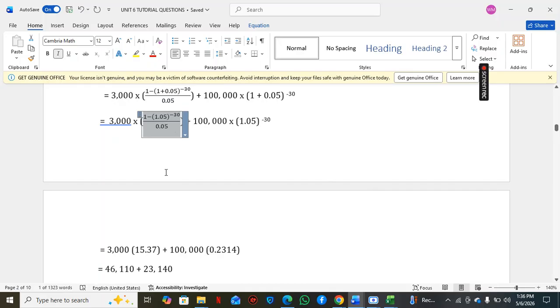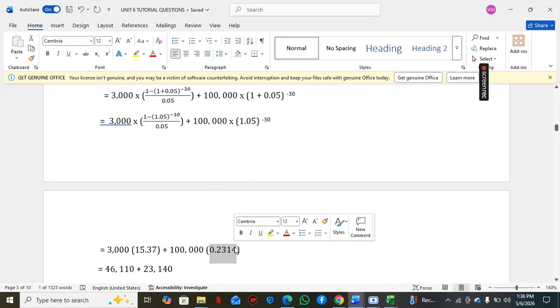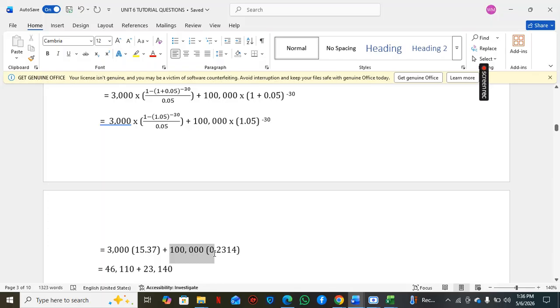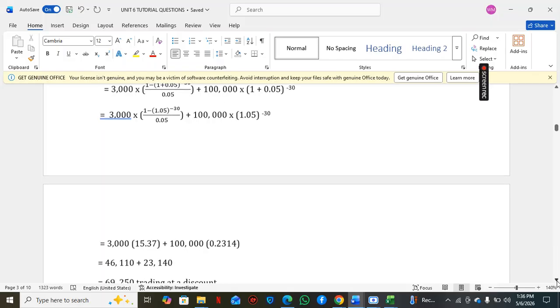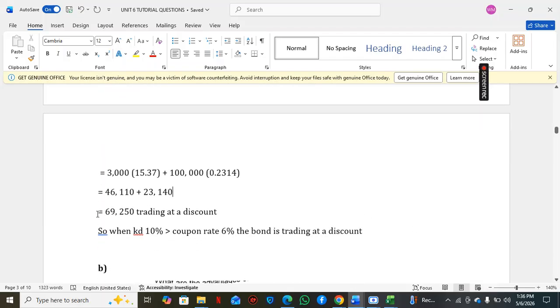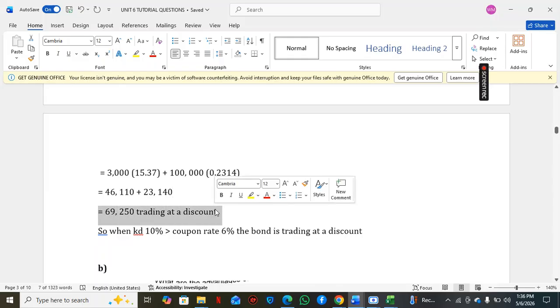When you get the annuity factor, you get 15.37. The present value factor, 0.2314. When you multiply 3,000 times 15.37, you get 46,110. 100,000 multiplied by 0.2314, you get 23,140. So the value of the bond is 69,250. So since this amount is less than the par value, the bond is trading at a discount.